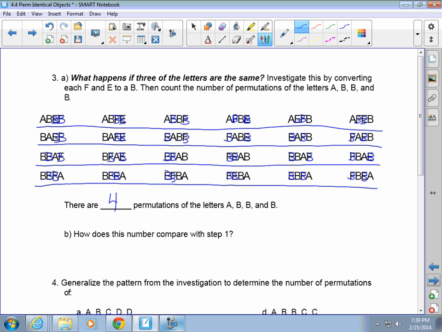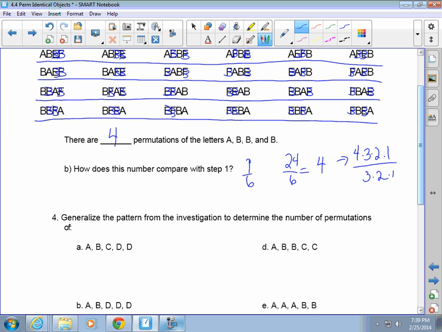How does this number compare to step 1, where we've gone from 24 to 4? So we have 1/6 as many, because 24 divided by 6 leaves us with 4. So that's like saying our 4 times 3 times 2 times 1 that we originally had is divided by 3 and 2. And you could say times 1 if you wanted to, because that's just going to give you 6 anyway.